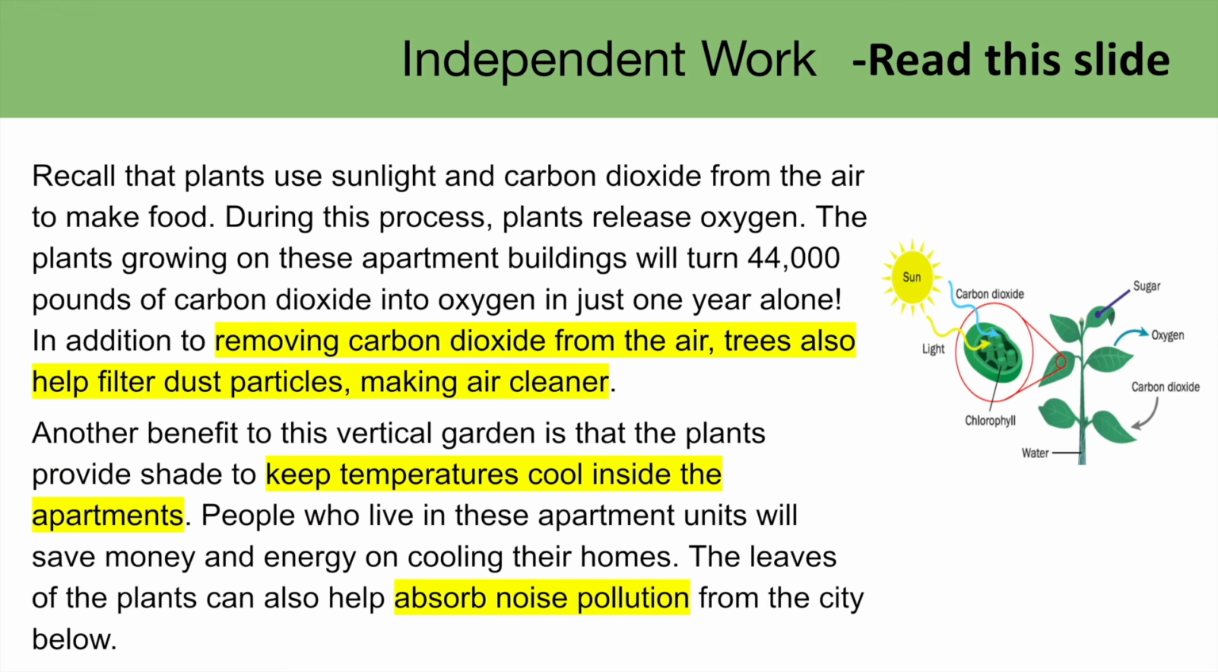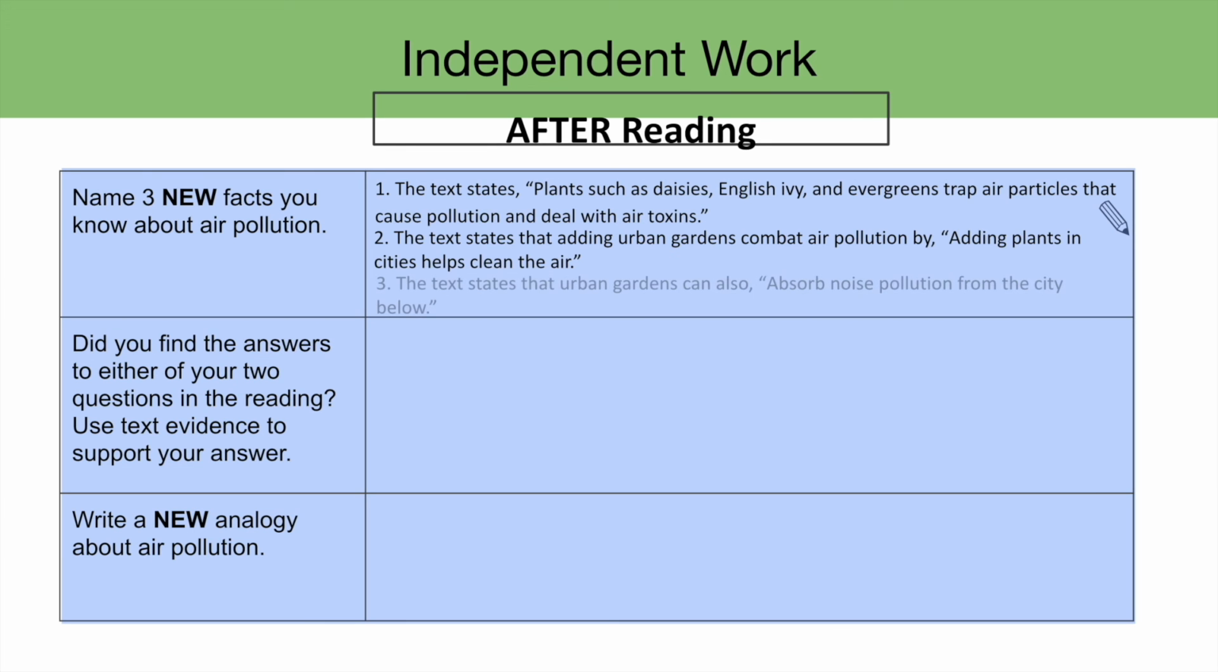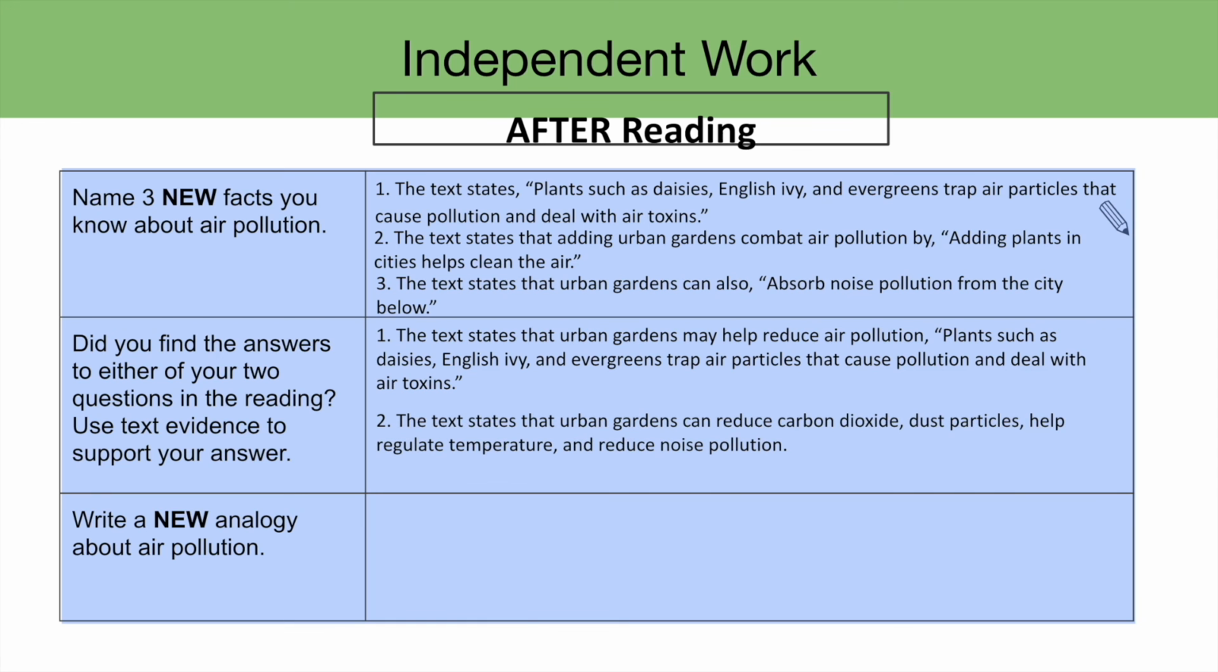I found more text evidence to support my second answer in this slide. Removing carbon dioxide from the air. Trees also help filter dust particles, making air cleaner. Vertical gardens can also keep temperatures cool inside the apartments and absorb noise pollution. I'm going to use that information to support my answer for the second question. The text states that urban gardens can reduce carbon dioxide, dust particles, help regulate temperature, and reduce noise pollution.